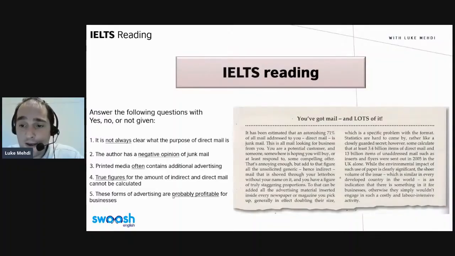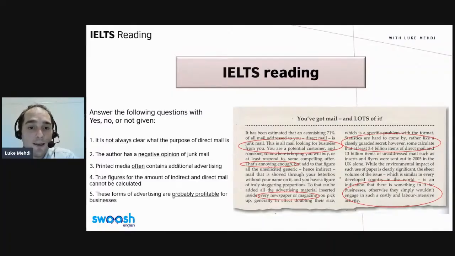These forms of advertising are probably profitable for businesses. So at the bottom there, we've got businesses in the bottom right, which is similar in every developed country in the world, is an indication that there is something in it for businesses. Yes. So it's probably profitable. There's something in it for them. Otherwise, they wouldn't engage in such a costly activity. Okay, what's in it for them? Money. So yes, this is probably profitable. And here we have the sections of the text that we can find from our keywords.